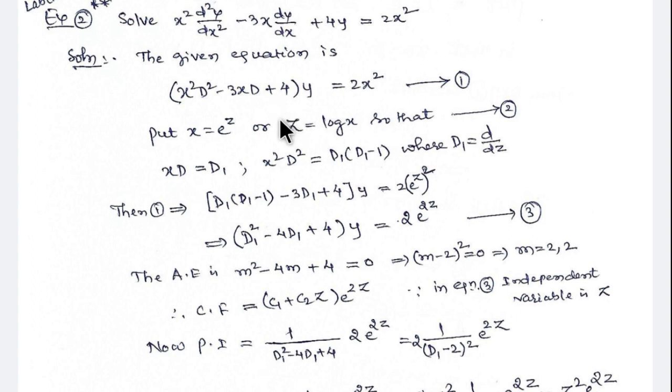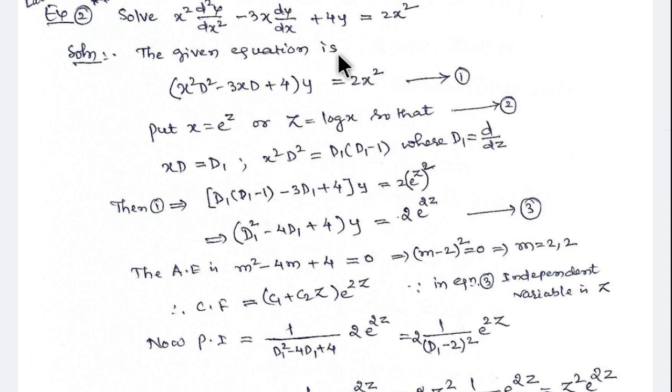In the last video, I explained example 1. In this video, we take example 2. Solve x square d2y by dx2 minus 3x dy by dx plus 4y equal to 2x square. Solution: the given equation, you write in the symbolic form as (x square D square minus 3x D plus 4) y equal to 2x square. Call this equation 1.